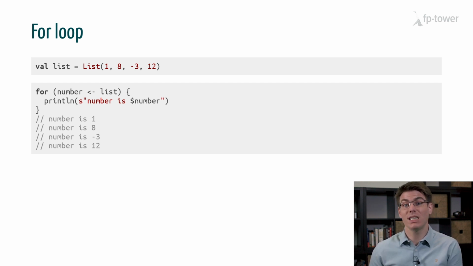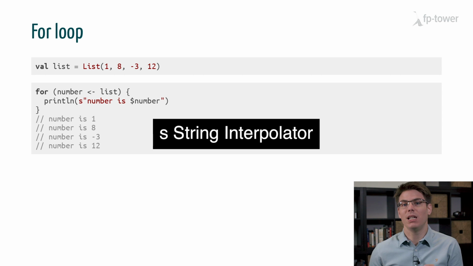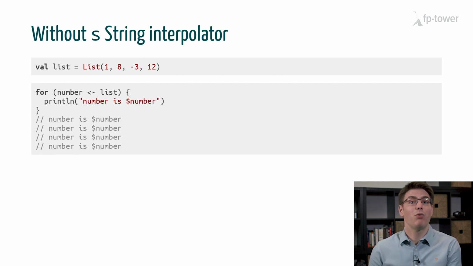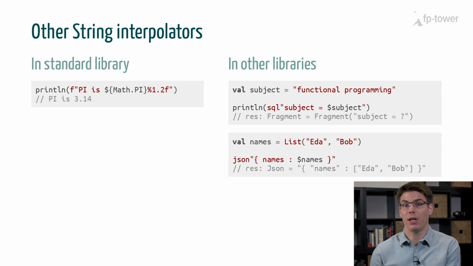There is just one significant difference: the S before the double quotes. This is called the S string interpolator, and it allows us to evaluate variables inside a string. This is why we see the numbers 1, 8, -3, and 12 in the printed lines. So if we remove the S before the double quotes, the code will print the phrase "number is $number" 4 times.